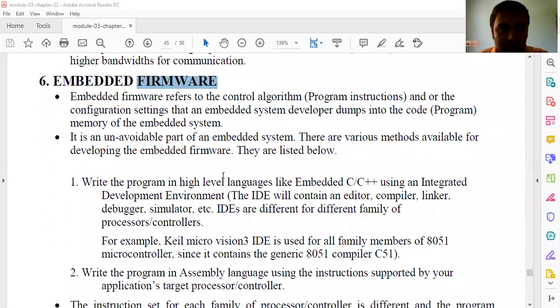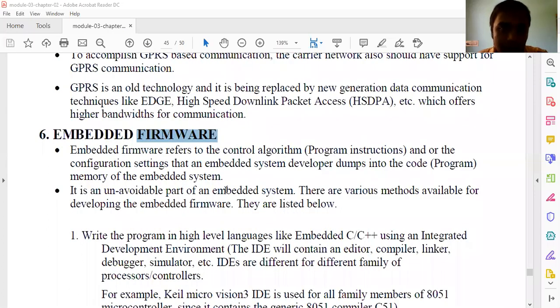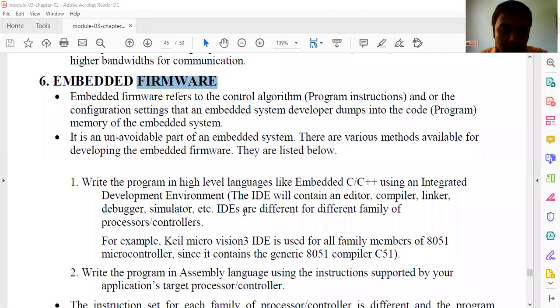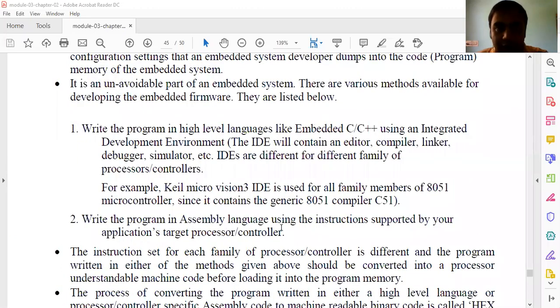It is very simple. We can use different kinds of programs and codes. Write the program in a high level language like embedded C or C++. I can write the code using embedded C or C++, and also I can write assembly programs, which we write in Keil. As given, the IDE, that is the integrated development environment, the best example is Keil microvision, microvision 4.7.4.